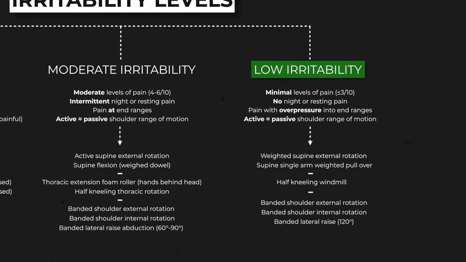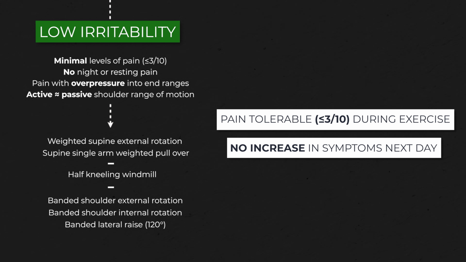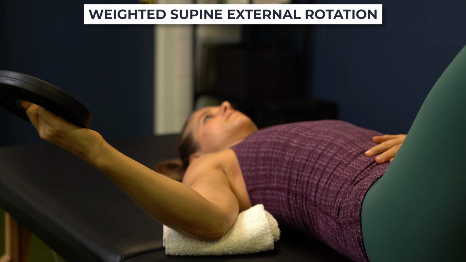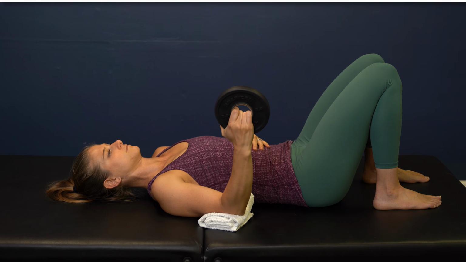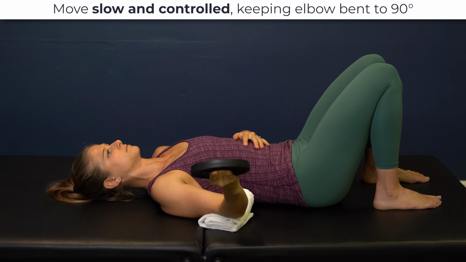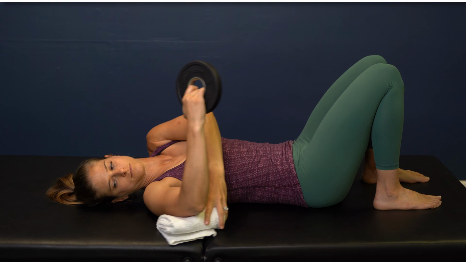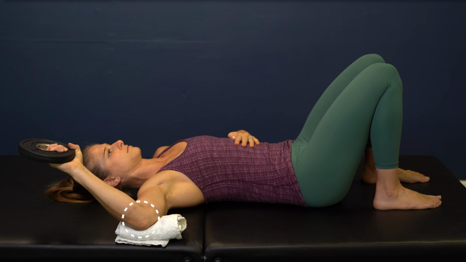And lastly, for low irritability, follow the same previous pain parameters. You can continue with the previous exercises or progress to these options if tolerated. Weighted supine external rotation. Hold a weight, even as little as 1 pound, and rotate your arm outward. Start with your arm at your side, and as your motion improves, move your arm further away from your body, working up to 90 degrees of shoulder abduction.